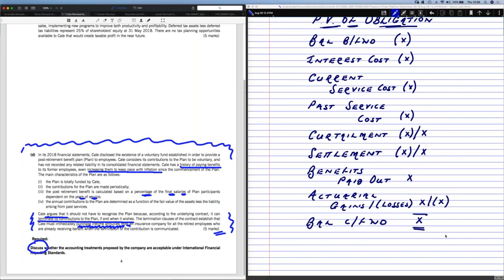What are your thoughts on that? Just give me your thoughts, please, on that. For a defined benefit scheme, when does the obligation get settled?